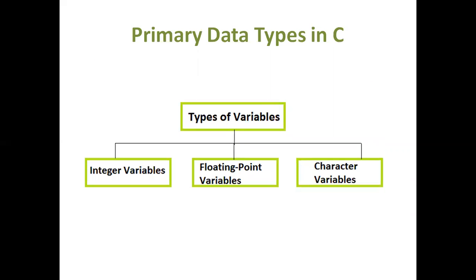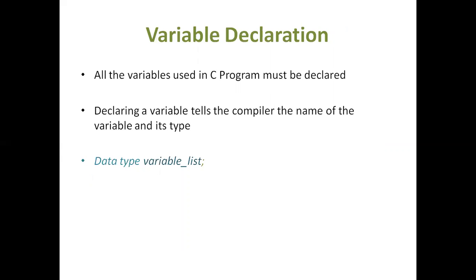The primary data types in C language are integer, floating point, and character variables. Our today's lecture will start with variable declaration. You can declare and use more than one variable in a C program, but before you can use any variable, it should be declared. What do we mean by declaration? Declaring a variable tells the compiler the name of the variable and its type.